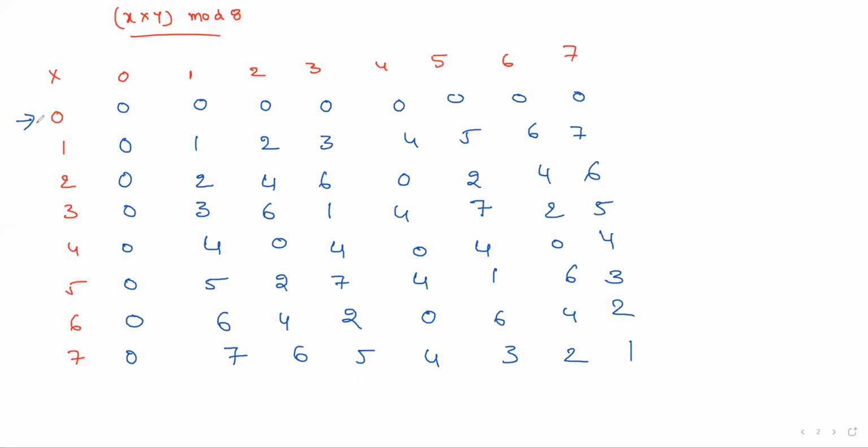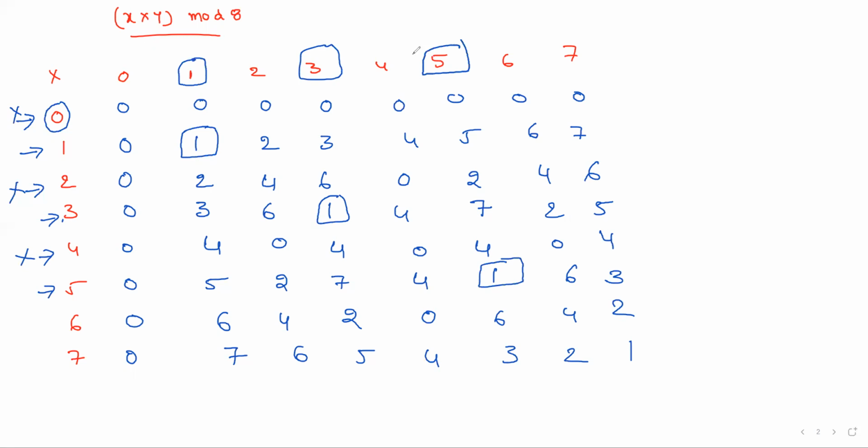That is for row 0. Does any 1 occur? No. That means value 0 has no multiplicative inverse. Value 1: here 1 occurs at this position, so 1 is the multiplicative inverse of 1. For 2, does 1 occur in that row? No. So for 2, we have no multiplicative inverse. For 3, yes. For value 3, 1 occurs at column 3, so the multiplicative inverse of 3 is 3. For 4, actually, there is no 1 on row 4. For 5, 1 is at this position, so 5 is the multiplicative inverse of 5.